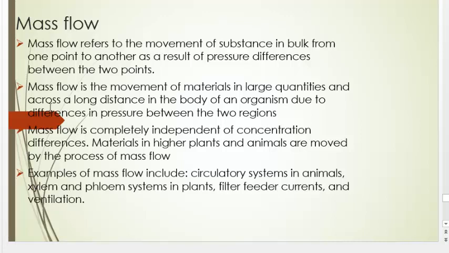Okay, so the massive flow is also the movement of material in large quantities and across a long distance in the body of an organism due to difference in pressure between the two regions. So you can see it is not concentration gradient, it is pressure, difference in pressure. So massive flow is completely independent of concentration difference. Material in higher plants and animals are moved by the process of massive flow.